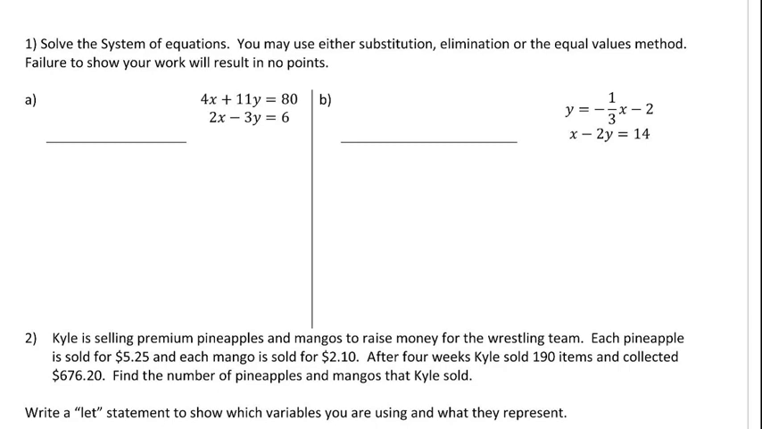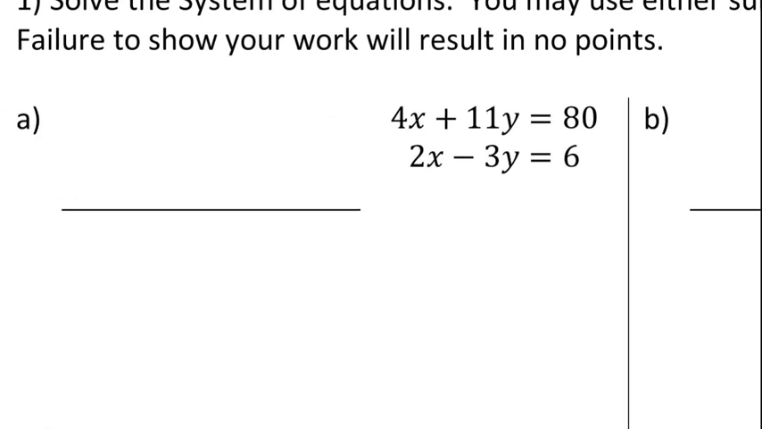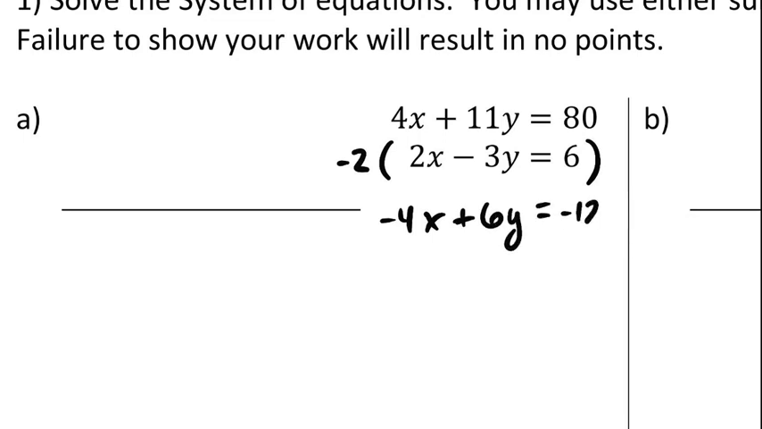So this first problem is very, very close to being a great setup for elimination. I think the only thing that I would want to do is take this second equation and multiply it through by the number negative 2. So if I did that, this second equation would become negative 4x plus 6y, and that would equal negative 12. So did I do that right? Let's see. Negative 2 times 2x is negative 4x, and yes, that's correct.